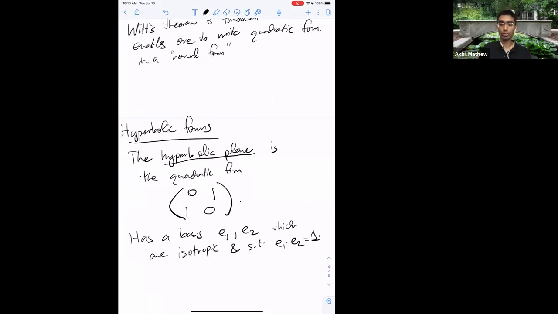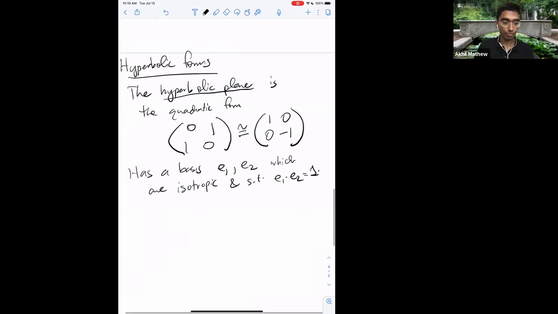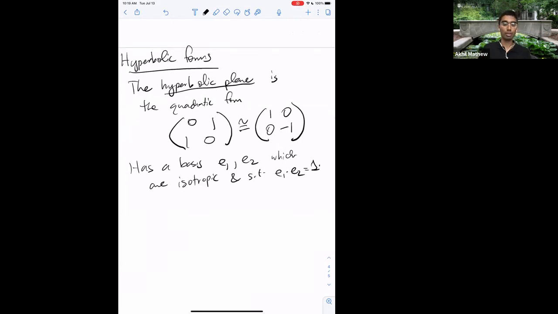By the way, you can replace 1 by any other non-zero scalar, just rescale e1 or e2 appropriately. But the key point is that it's generated by two isotropic vectors that have a non-trivial inner product with respect to each other. You can also write this as the quadratic form 1, 0, 0, minus 1. It's the quadratic form x squared minus y squared. So this is a hyperbolic plane.